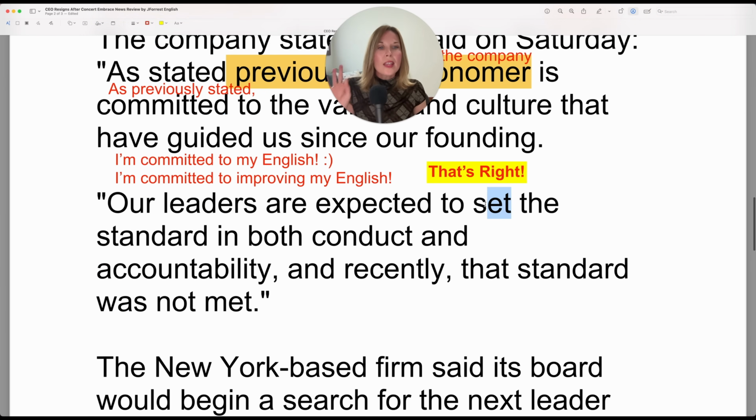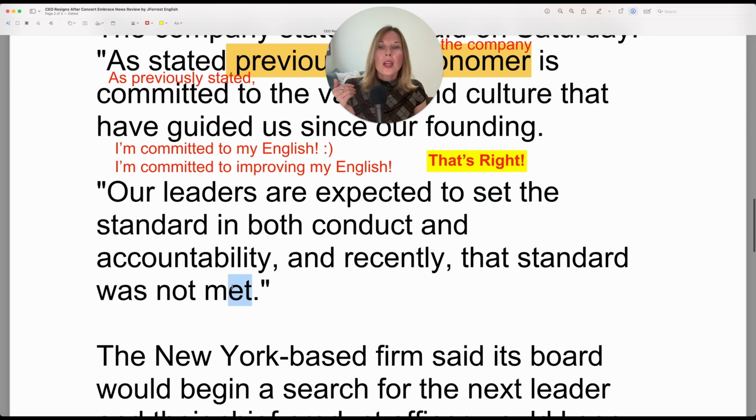So you can set the standard, which means establish, create, write it as a rule or a policy. Set the standard. And then meet that standard is if you have a rule, then you follow the rule. If you follow the rule successfully, you're meeting the rule. You're meeting the standard. If you don't follow the rule, well, then you're not meeting the standard.